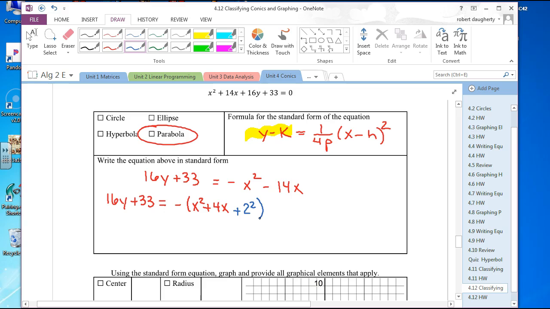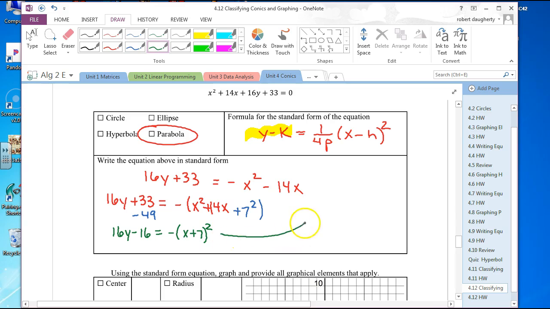Oh, back up. Plus 7. So that's adding what? It looks like it's adding 49, but what's it really doing? It's subtracting 49. So I've got to subtract 49 over here. And what is that? Yeah, so I get 16y minus 16 equal negative, what, x plus 7 squared? Okay. Now it's not quite in the form I want.